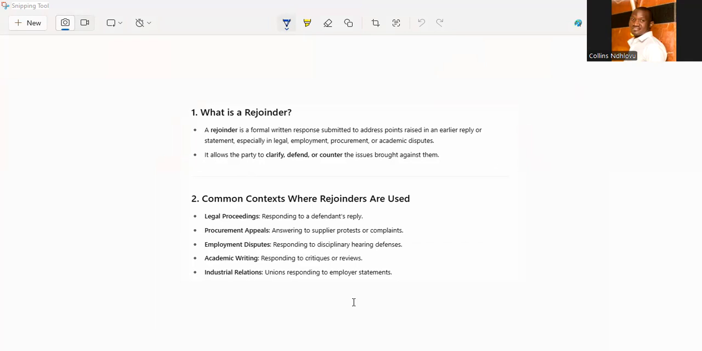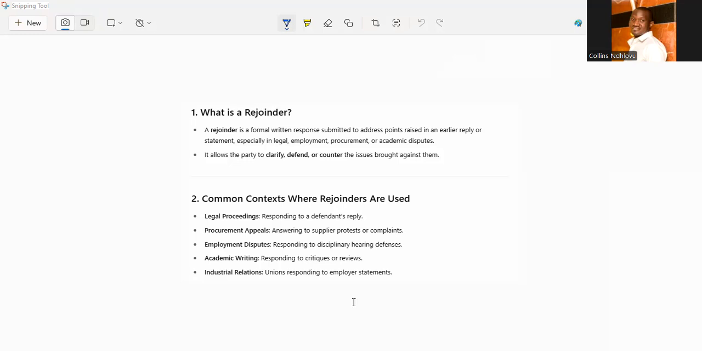So when we are talking about a rejoinder, it's a formal written reply, which is made when someone needs to respond to points that have been raised by another party. So a rejoinder usually happens after a complaint has been made or a protest or an earlier statement. It is used in situations where there's a disagreement or dispute. So it helps the responding party to clarify some of the misunderstandings, also to defend their actions, and also to counter some of the accusations.